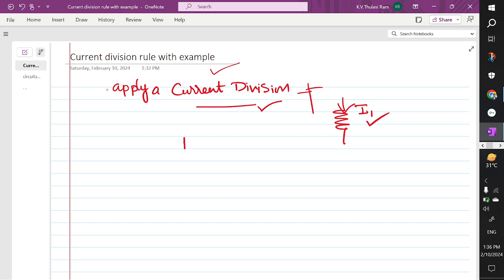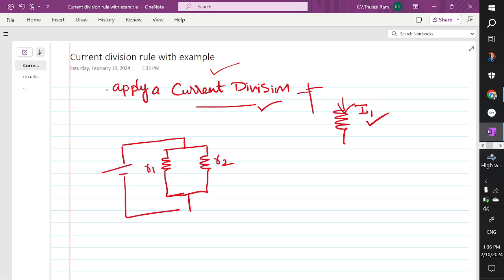Consider you have a resistance R1 and a resistance R2. This is resistor R1, this is resistor R2, and these two are excited with a DC supply. Let us assume the total current in the network is I amperes. The current in R1 is I1 amperes. The current in this branch is I2 amperes. Now I want to find the values of I1 as well as I2. Let us first define the formula of I1.